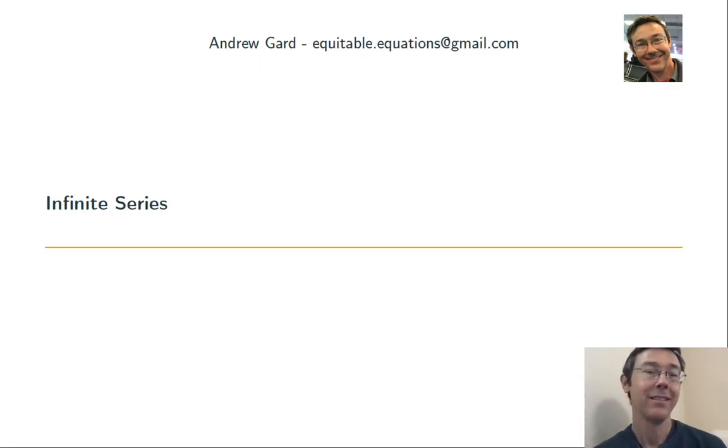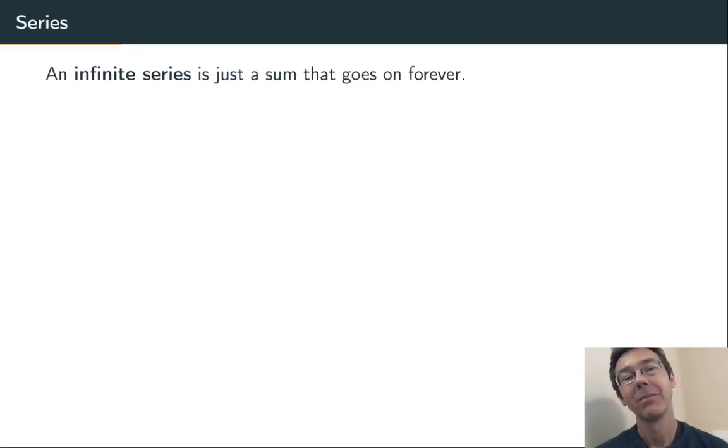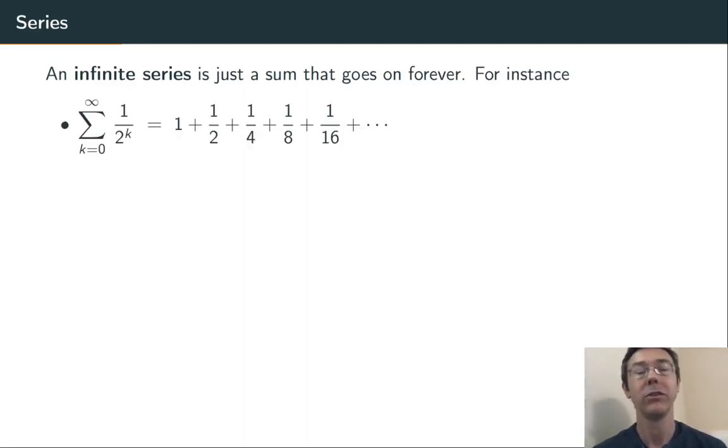Hey everybody. Today we're getting into infinite series. An infinite series is just a sum that goes on forever. For example, 1 plus a half plus a quarter plus an eighth and so on. Usually we write these with summation notation, so sigma k equals 0 to infinity, 1 over 2 to the k.